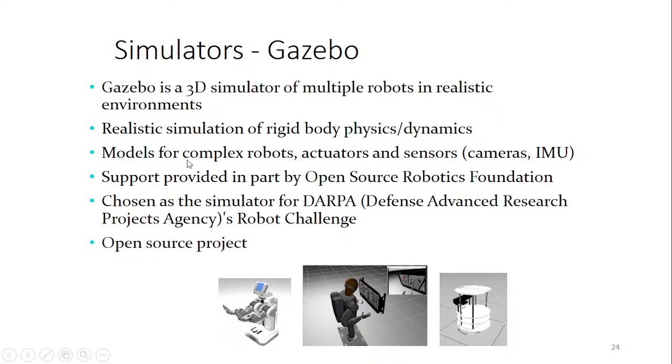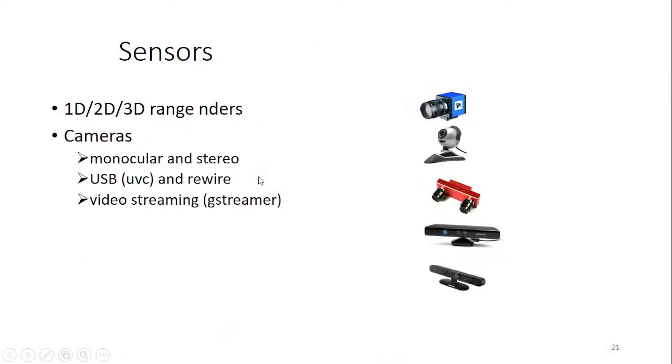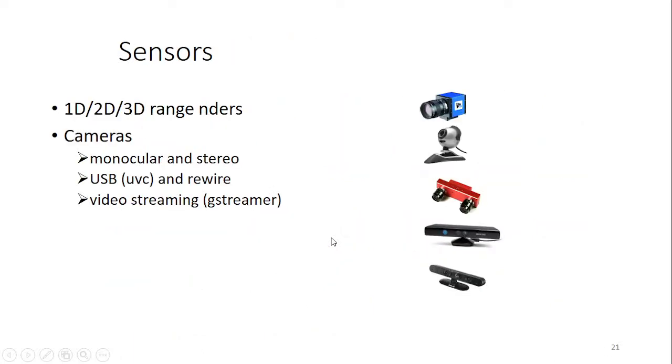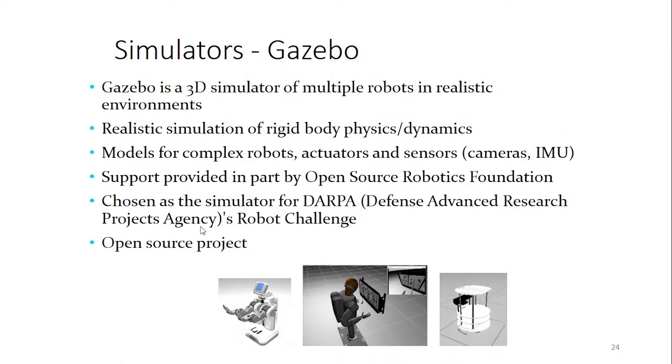So all these different models are available. Complex robots, already predefined robotic models are available, like all these different types of robots that we have seen here, like Turtlebot, Pioneer. Now all these things will be available in case of Gazebo, or we can add the model in Gazebo.